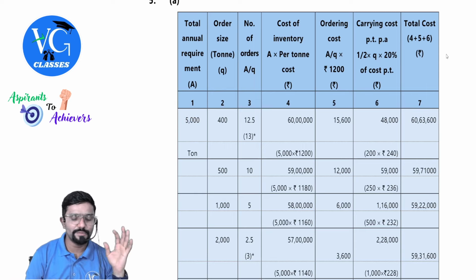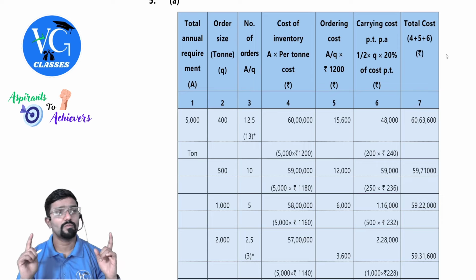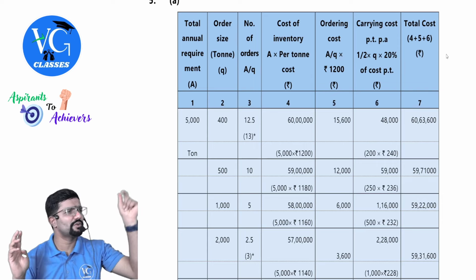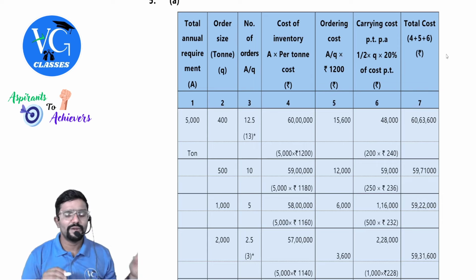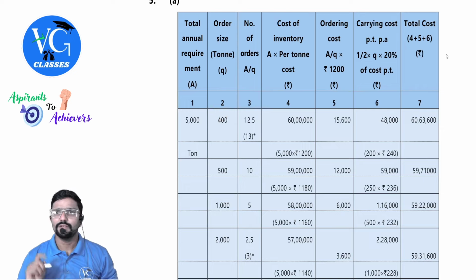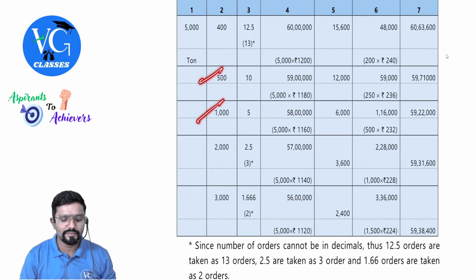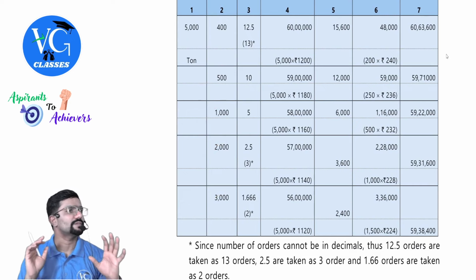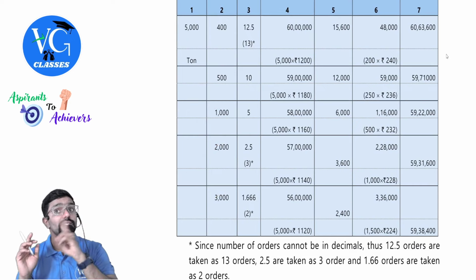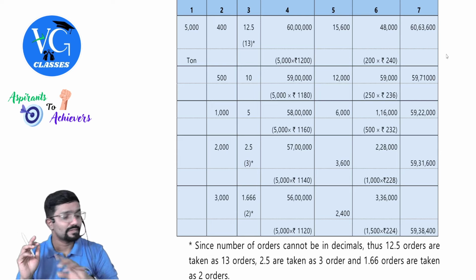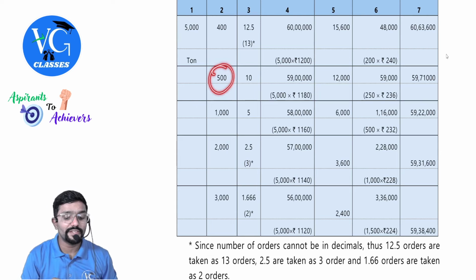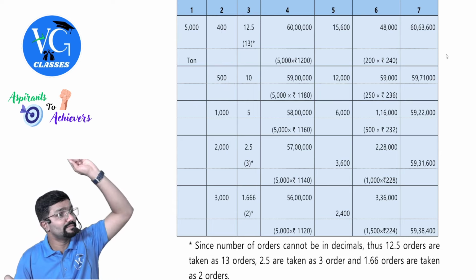Order size, guys, it is an assumed figure, sir. Why they have taken that, don't ask me, I already told you. Lower limits they have taken. But for the first slab alone they have taken 400. Rest all you can see 500, 1,000, 2,000, 3,000. 500 will fall in the next slab. Clear?